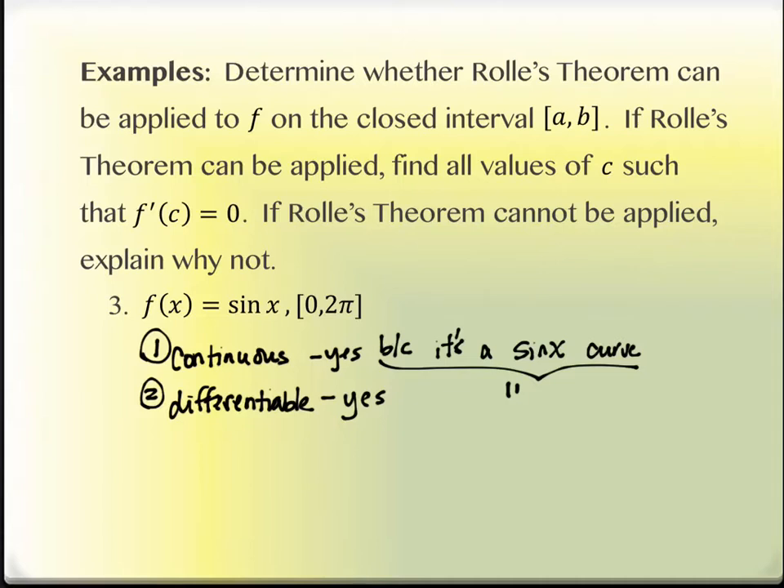All right, so it's continuous, it's differentiable. So what's my step 3? Check the endpoints. So I need to find out what happens at f of 0 and at f of 2 pi. So what is sine of 0? It is 0. And what is sine of 2 pi? 0. So it checks out. Those are all my conditions. Yay, so Rolle's theorem applies.